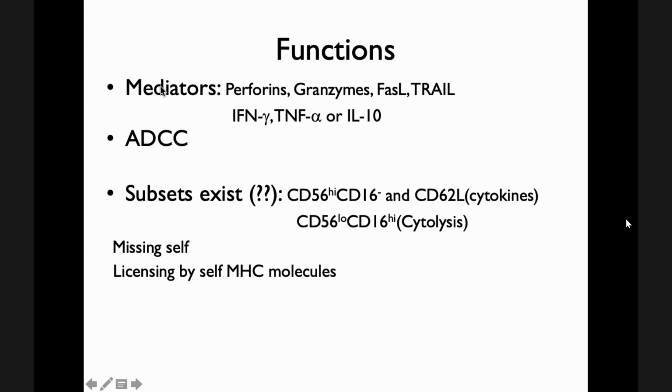Molecules which are formed by these NK cells are highlighted here: perforin, granzymes, Fas ligand, TRAIL, interferon gamma, TNF alpha, and in some cases even anti-inflammatory IL-10. These cells exist in different subsets. Some of these subsets can be predominantly involved in cytolysis, and some in producing cytokines. The mode of function is through the missing self hypothesis, and licensing of these NK cells is provided by self-MHC molecules.